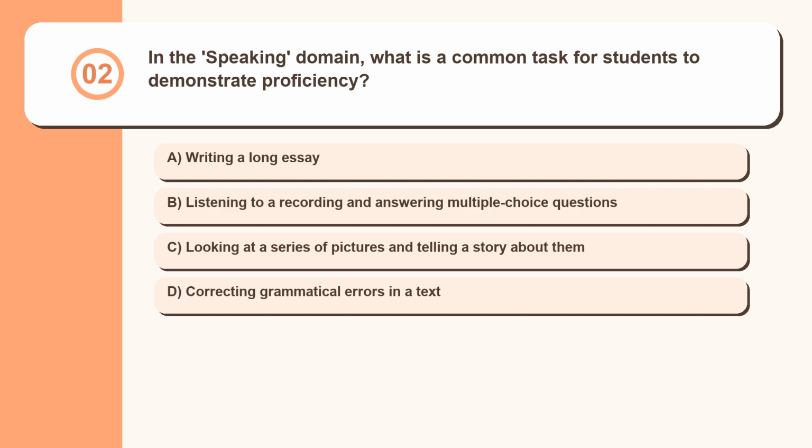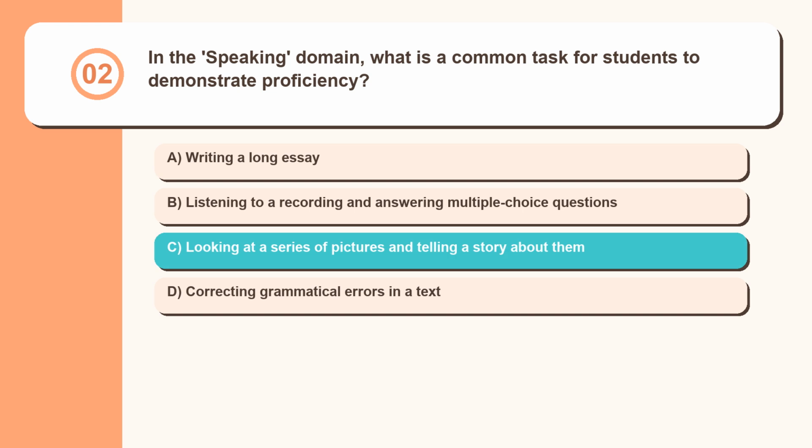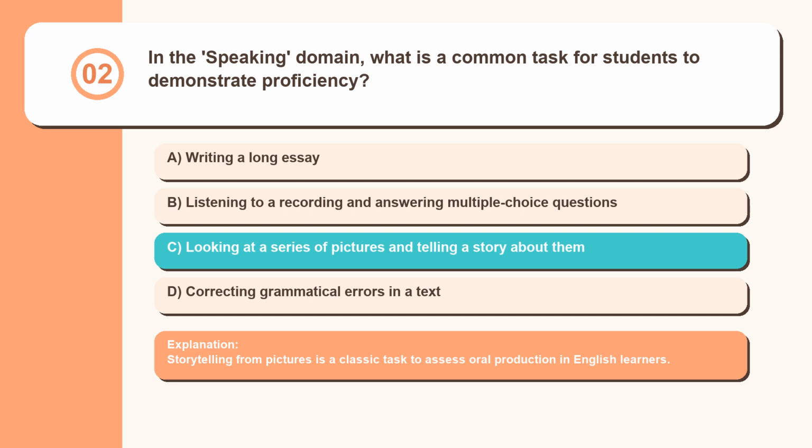Question 2. In the speaking domain, what is a common task for students to demonstrate proficiency? Writing a long essay, listening to a recording and answering multiple choice questions, looking at a series of pictures and telling a story about them, correcting grammatical errors in a text. Storytelling from pictures is a classic task to assess oral production in English learners.